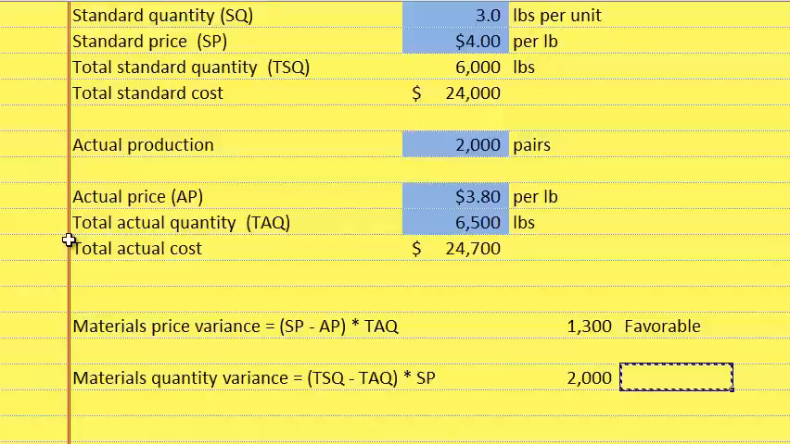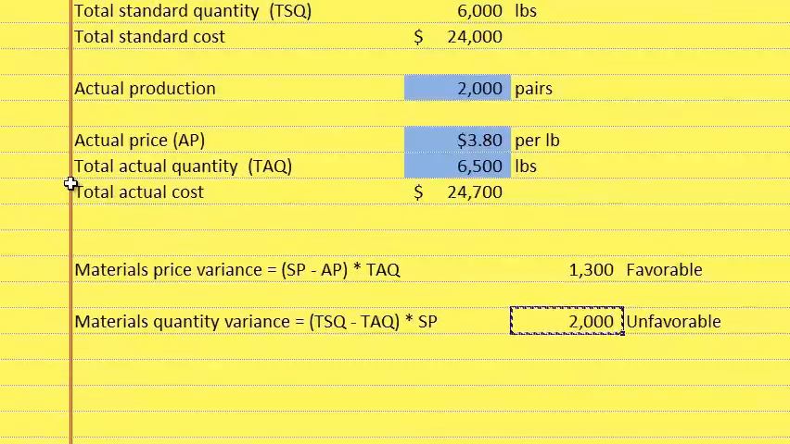Now, if you had to attach a word to that, would you attach the word favorable or unfavorable? Correct. That's an unfavorable variance, not because it's positive or negative in the computation, but because we used more materials than our standards say we should have used.